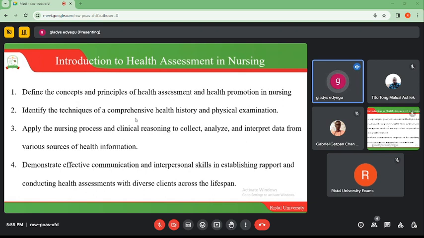of health information. So when you collect your data, you need to analyze and interpret it, so that you can be able to come up with the right information on how you are going to diagnose and manage your patient.